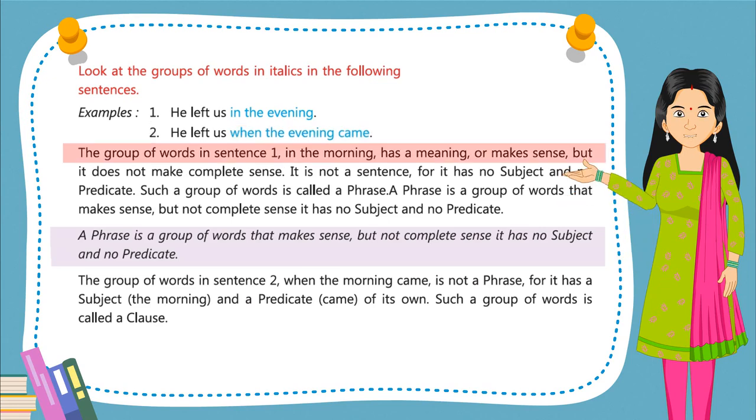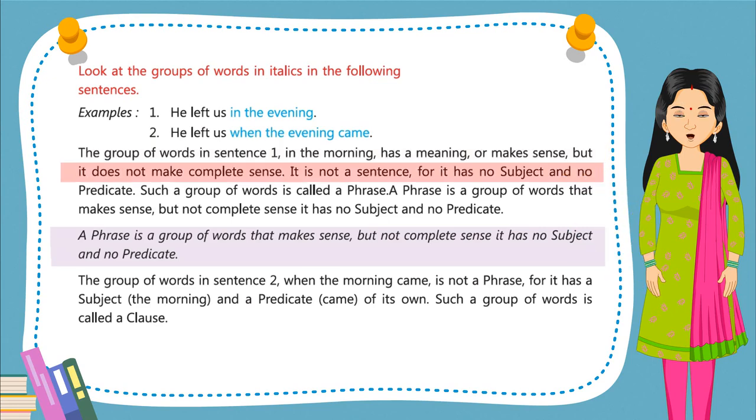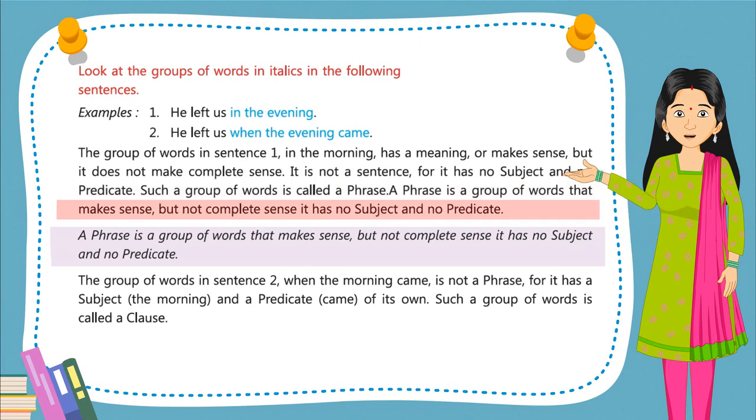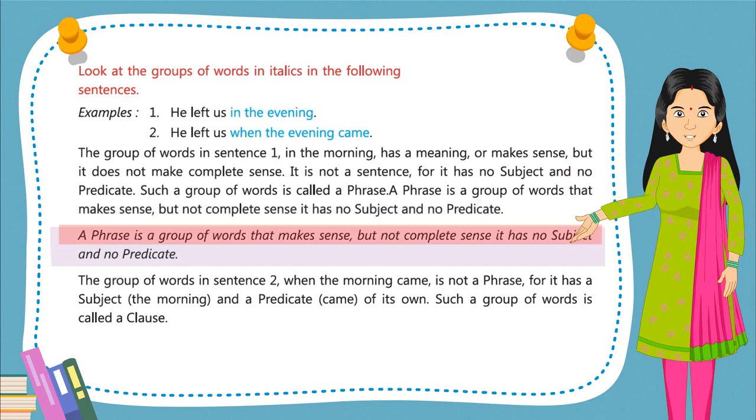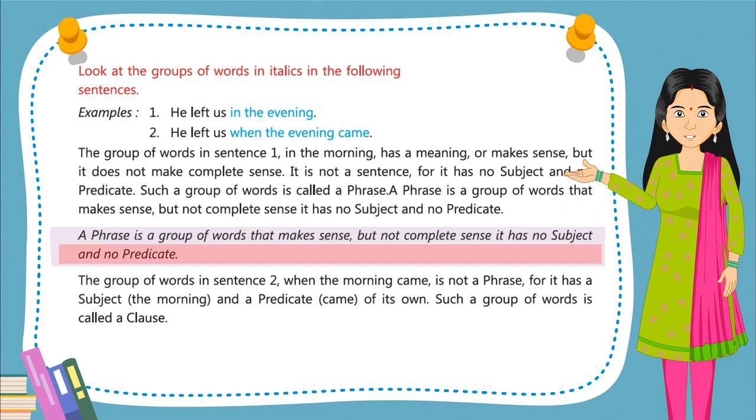The group of words in sentence 1, in the evening, has a meaning or makes sense, but it does not make complete sense. It is not a sentence, for it has no subject and no predicate. Such a group of words is called a phrase. A phrase is a group of words that make sense, but not complete sense. It has no subject and no predicate.